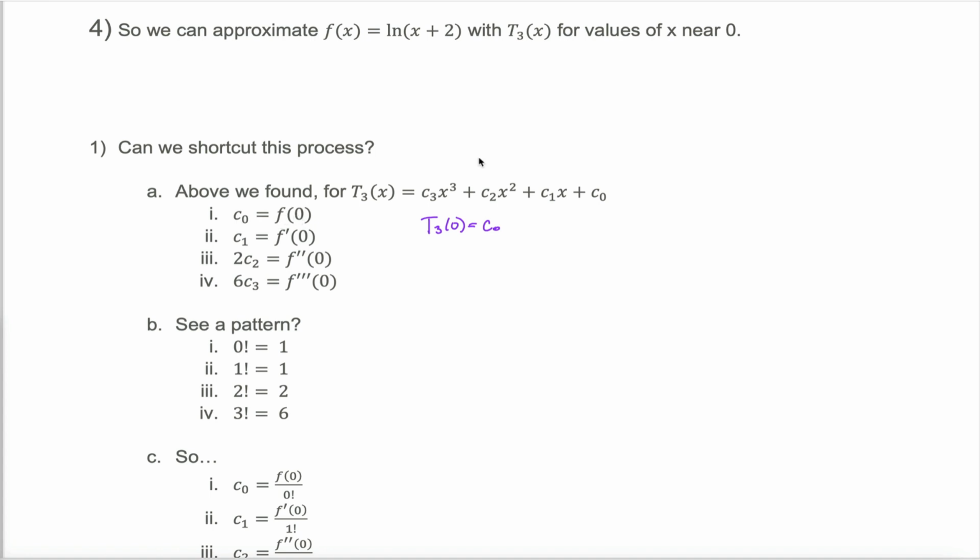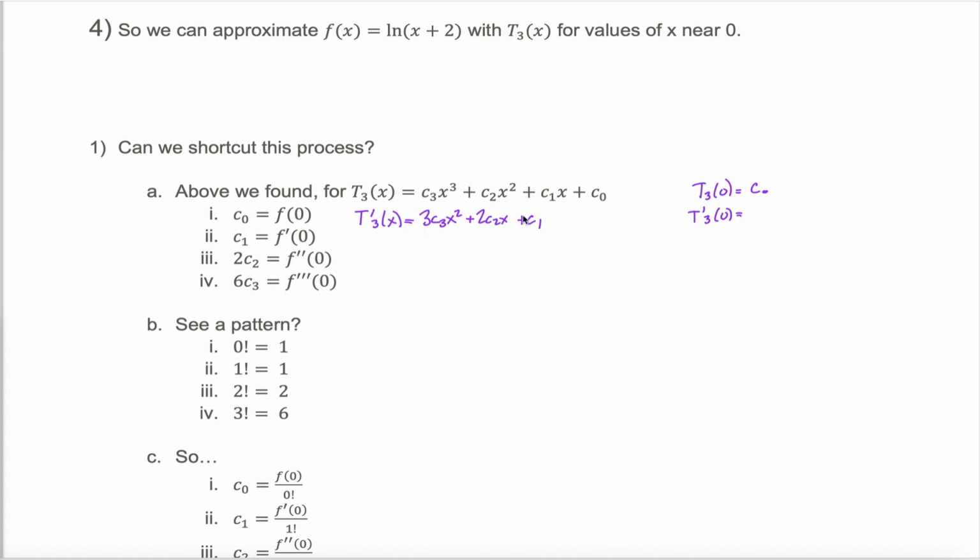f of 0. But as we saw, it's not enough to just have the function and the polynomial have the same height at x equals 0. We also want them to have the same first derivative at x equals 0. So we calculate the first derivative of T3 of x. Maybe I can move stuff around a little bit so it makes more sense. The first derivative of T3 of x, as we saw, is 3c3x squared plus 2c2x plus c1. But really, it's not the first derivative of the polynomial at x that we're interested in. It's the first derivative of the polynomial at 0 that we're interested in.